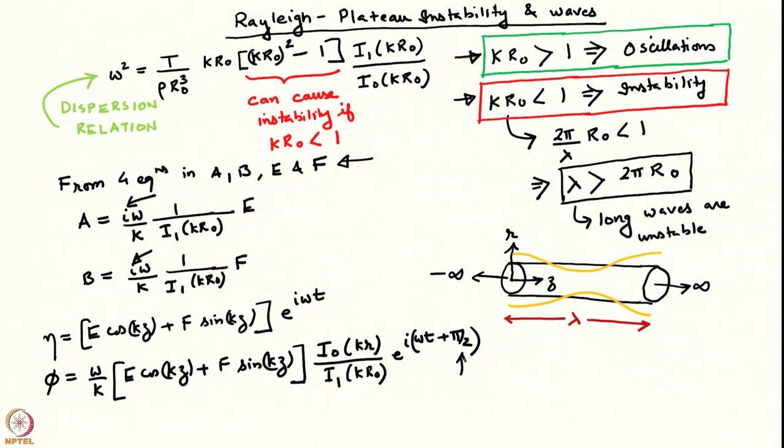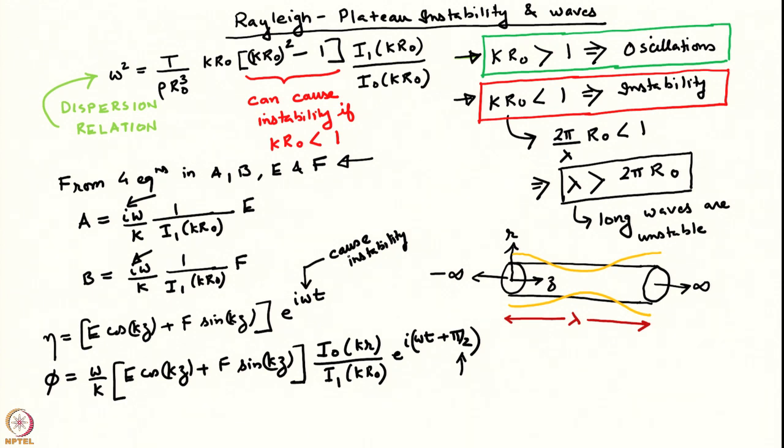So now you can see readily that if this omega becomes purely imaginary, then it becomes I times omega I, and then we recover e to the power minus omega I into t. And if omega I is less than 0, then we obtain growth in time. So now let us look at this. So this can cause instability. So let us look at this instability a little bit more.